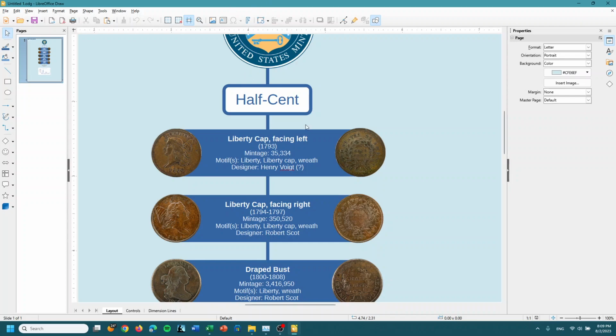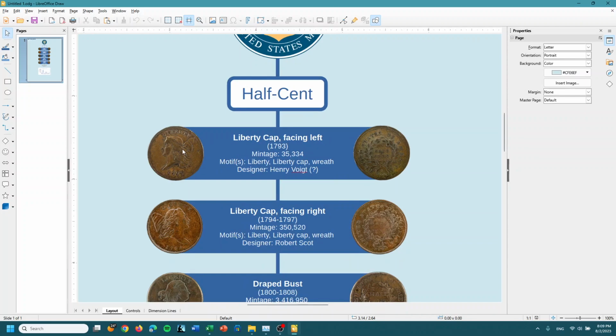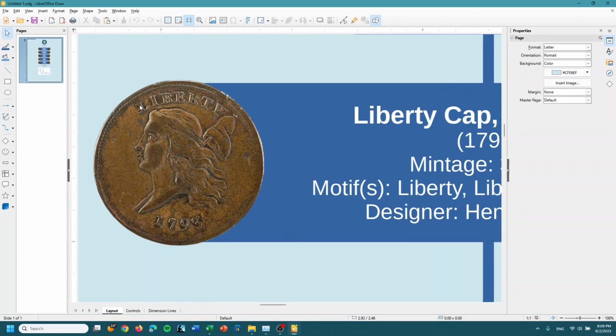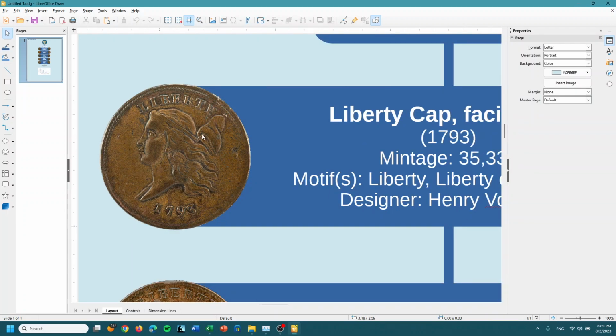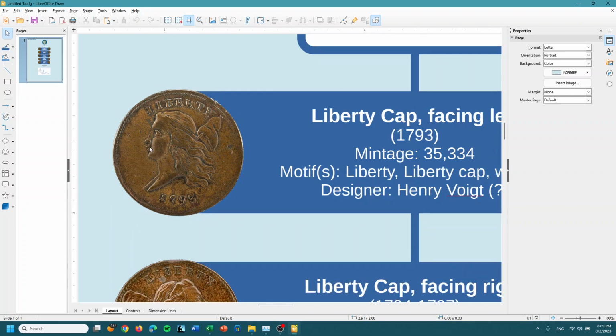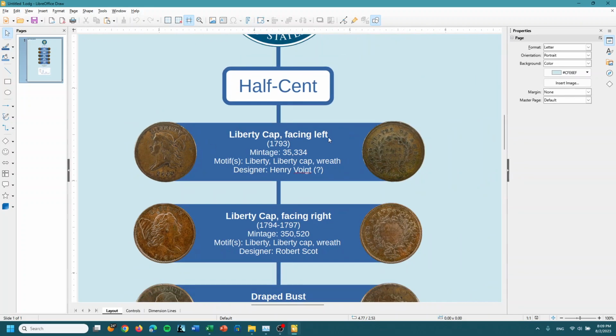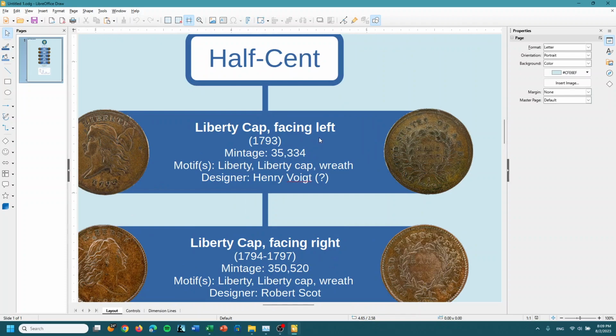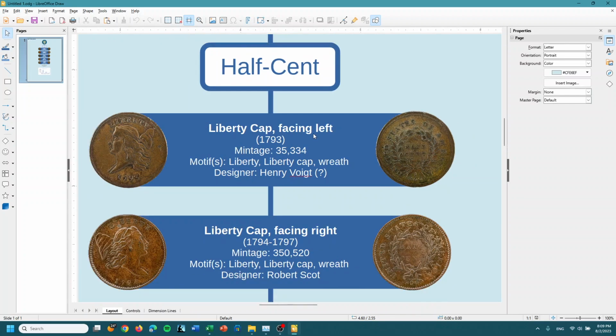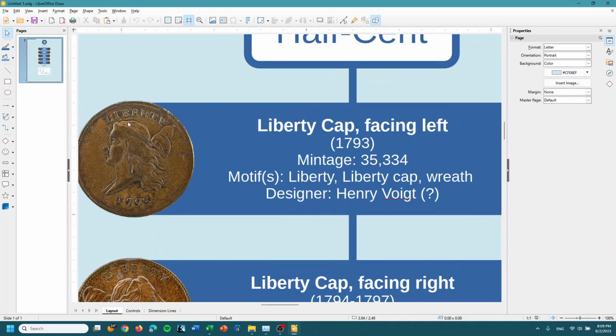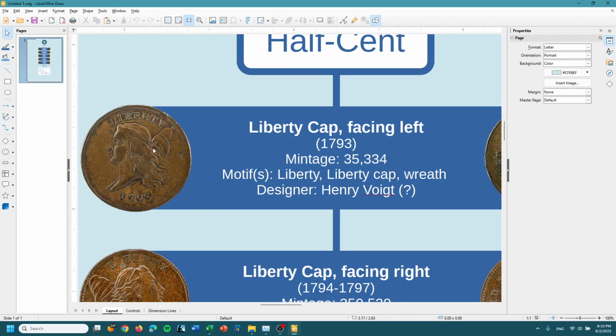States. This would have been the Liberty Cap facing left design. If you look here, it's pretty obvious why they called it that. It's a depiction of liberty with the Liberty cap on a stick. And this coin had a mintage of 35,334. The motifs, as I said, are primarily liberty. This is before they started putting presidents on coins. It would be just various depictions of liberty.